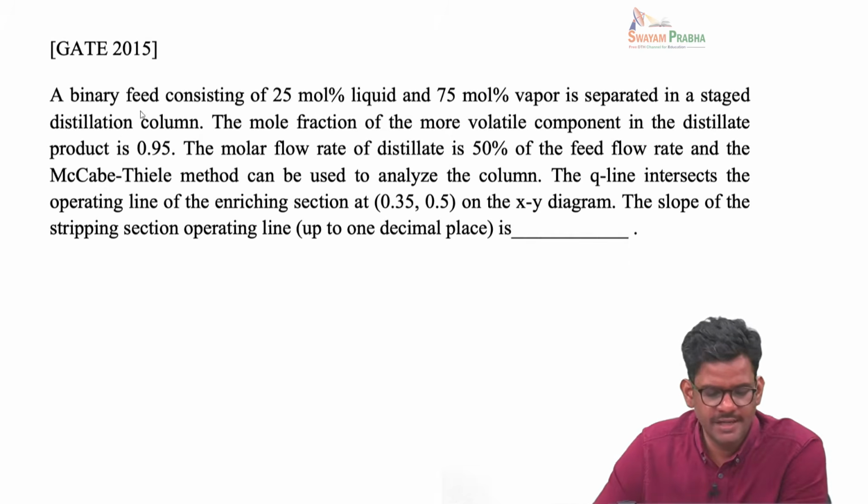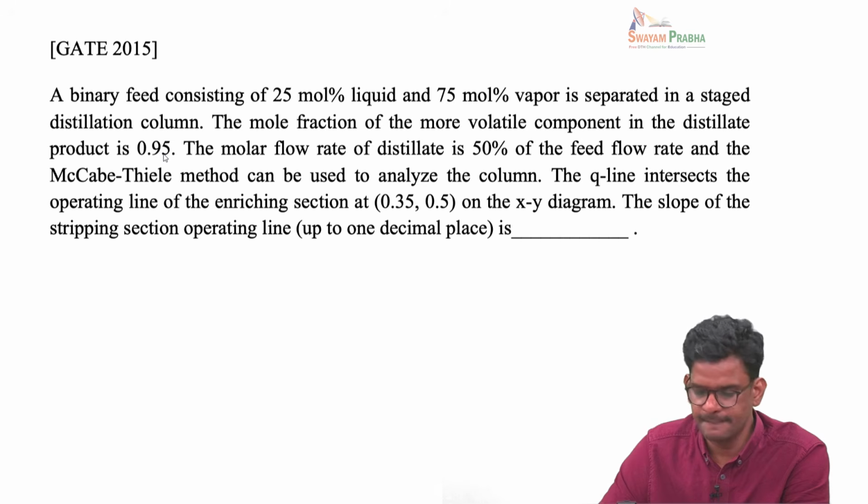So, in this problem, a binary feed consisting of 25 mole% liquid and 75 mole% vapor is separated in a staged distillation column. The mole fraction of the more volatile component in the distillate product is 0.95. The molar flow rate of distillate is 50% of the feed flow rate, and the McCabe-Thiele method can be used to analyze the column. The Q line intersects the operating line of the enriching section at 0.35 and 0.5 on the XY diagram. The slope of the stripping section operating line is to be found.